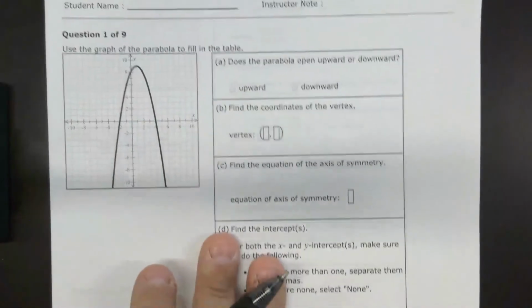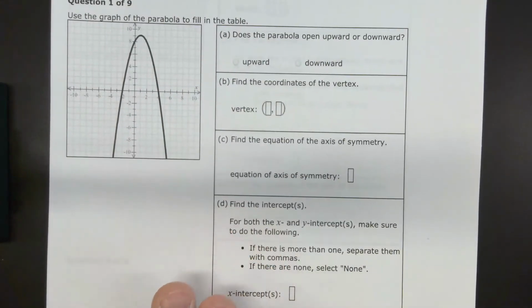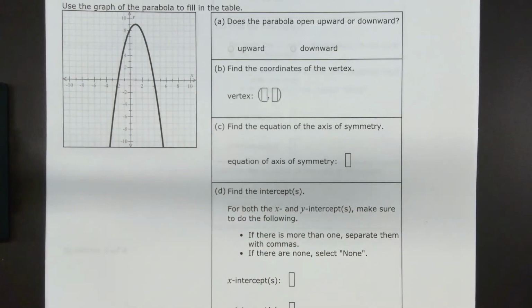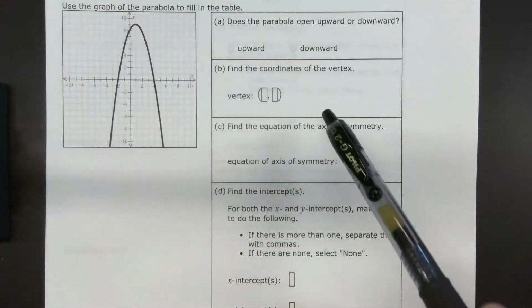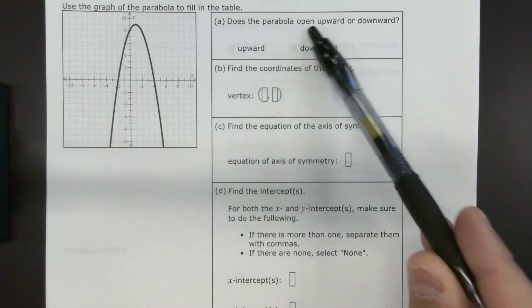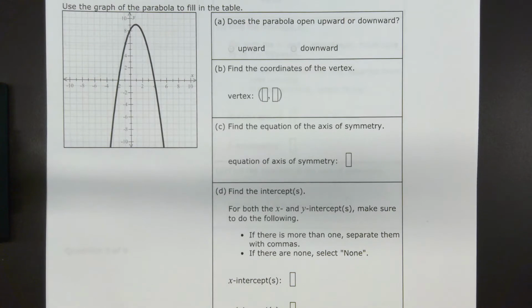If we look at this problem right here, what it's going to do is give you a graph. As you look right there, that is an example of a great-looking parabola. It's going to ask you a series of 4 questions. These questions are going to be mixed up every time, but it's going to be the same 4 questions no matter where they're at.